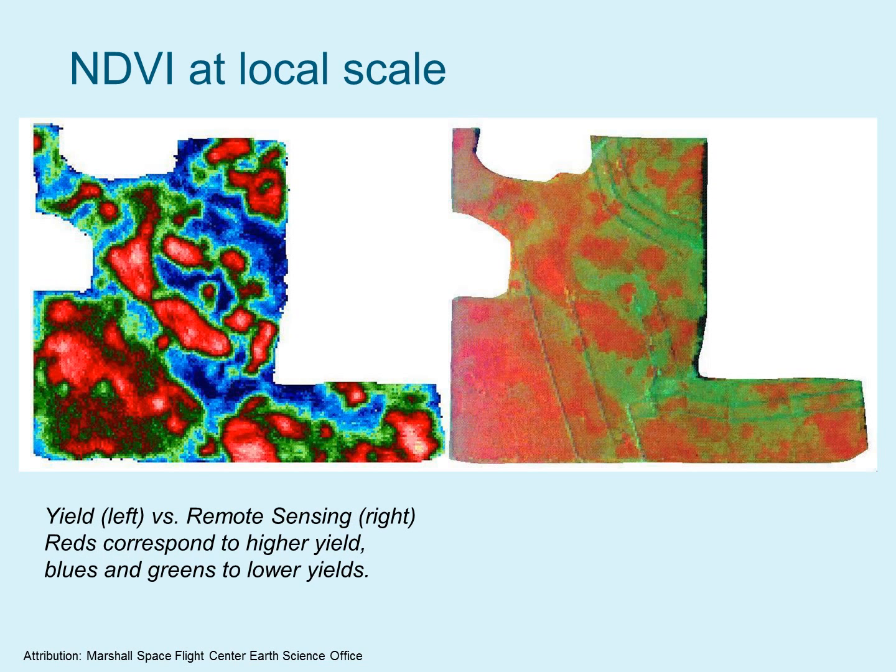We can also look at NDVI at the local scale. In these two images, you can see red corresponds to higher crop yields, while blue and green correspond to lower crop yields.